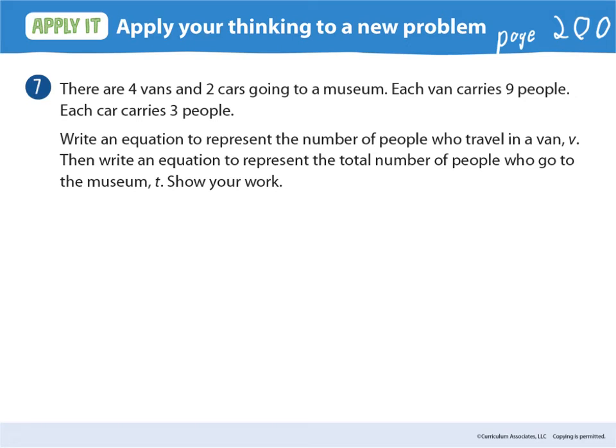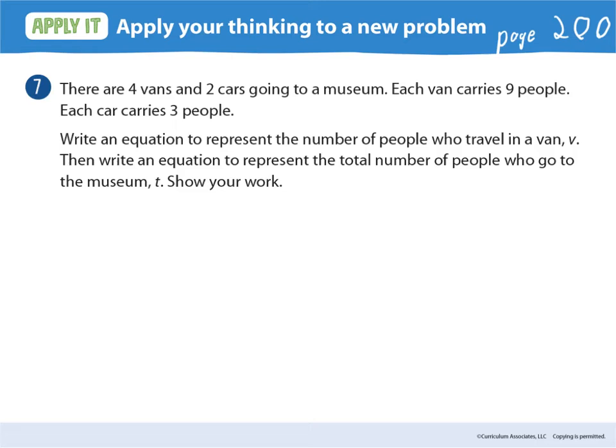All right, I'm back. Number 7 says, there are 4 vans and 2 cars going to the museum. Maybe it's a science museum. Maybe it's a natural history museum. Who knows? The options are endless. Each van carries 9 people. It's a big old van with 9 people in it. Each car carries 3 of them. Write an equation to show it.